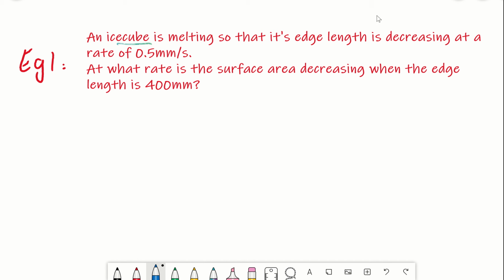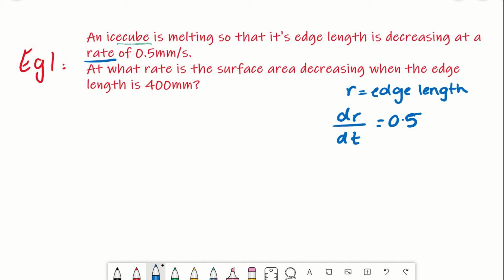Okay, well, let's think about what have they given me. They gave me some information here. They said that the edge length is decreasing at a rate of 0.5. So if I just stick with the weird lettering they chose to use before and represent r being the edge length, what they've just told me is that the derivative, the rate that that's changing with respect to time, is 0.5. Okay, so they've said, and that's their wording there, a rate, that's the key word. Okay, so that's just a piece of information they give me.